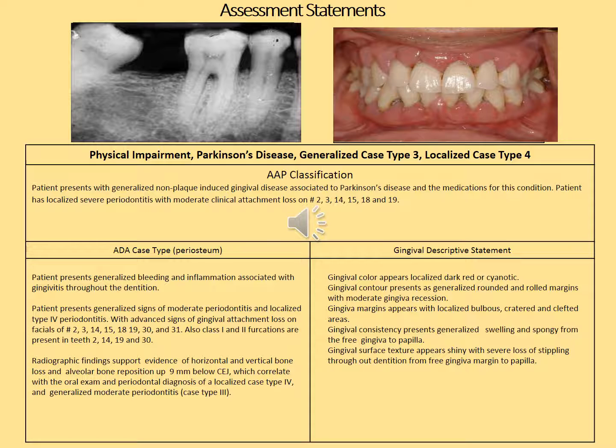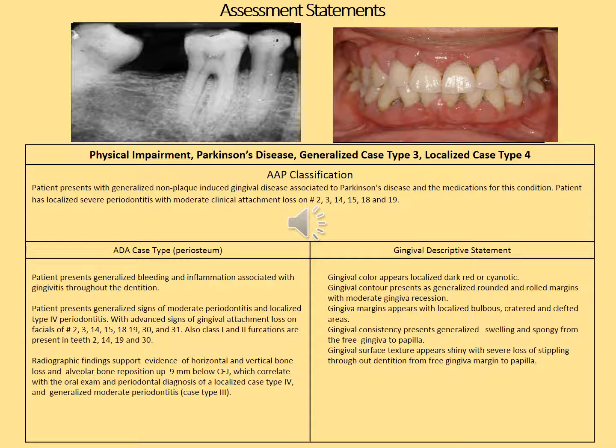The radiographic findings support evidence of horizontal and vertical bone loss and alveolar bone resorption up to 9 mm below the CEJ, which correlates with the oral exam and periodontal diagnosis of localized case type 4 and generalized moderate periodontitis case type 3. For the gingiva descriptive statement, the gingiva color appears localized dark red or cyanotic.